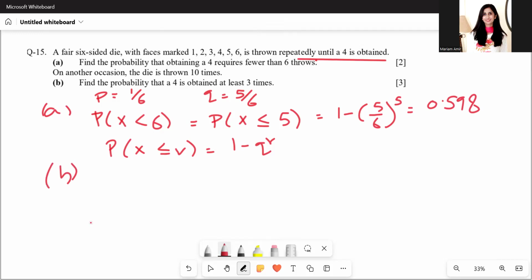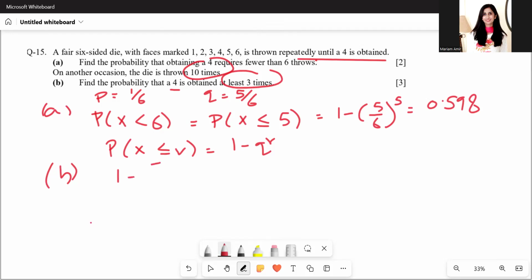On another occasion, the die is thrown 10 times. That means this is now going to be binomial distribution. Find the probability that a 4 is obtained at least 3 times. Out of the 10 times, success happens at least 3 times. So that could be probability x equals 3 plus probability x equals 4 plus probability x equals 5 all the way till probability x equals 10. That is a lot of work.